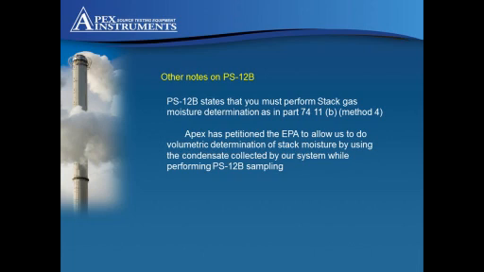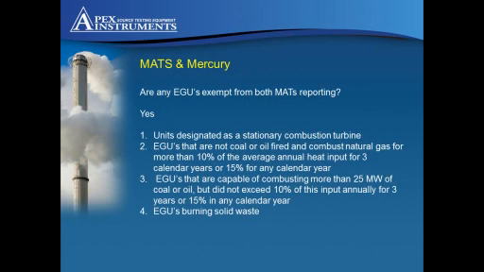So now, after all this, you're wondering, is there any way I can get out of reporting mercury under MATS? It all seems a lot. Are there any loopholes? Well, the short answer is yes. There are 4 types of units outlined in the regulation that do not have to report under MATS.